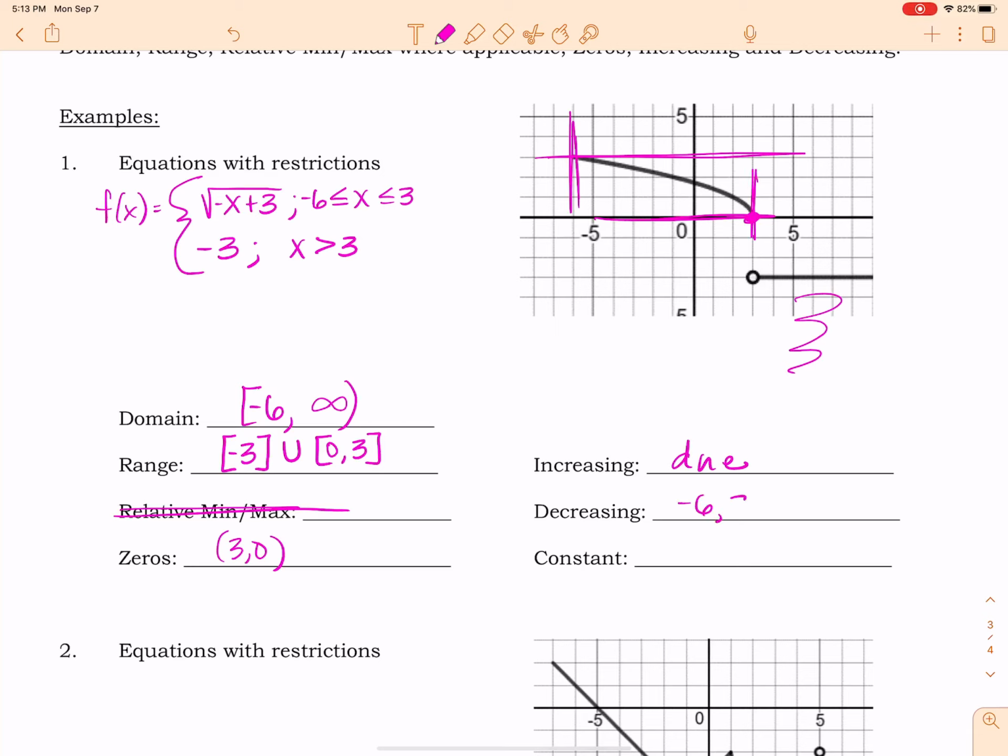It decreases from -6 to 3. So -6 to 3. And remember, I just use parentheses for decreasing values because I'm not talking about values that are included in the graph. I'm just talking about behavior between two numbers.